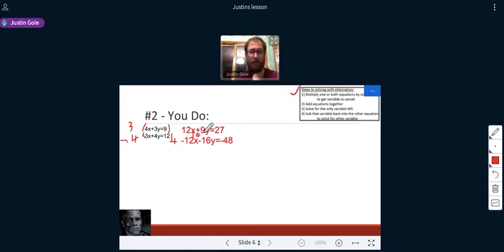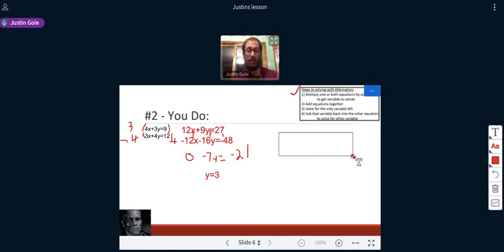Now I just draw my line here, here, and here, and I add 12x and negative 12x to get 0. 9y minus 16y is negative 7y equals 27 minus 48, which is negative 21. Negative 7y equals negative 21. I'm going to divide both sides by negative 7 and get y equals 3. So that is my answer for y.